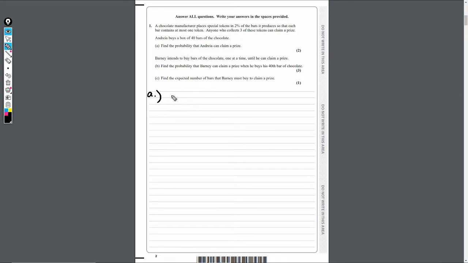So let's write the model down first. So X is distributed... Now, how do we know what distribution this is? Well, the big giveaway here is that it's in percentages, right? Because it's in percentages, it's going to be binomial. We've got a fixed number of trials here. It's going to be 40 bars. So my N is 40, and my P is 2% or 0.02. Okay, so that's our model.